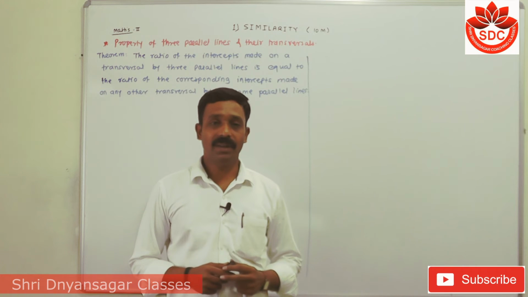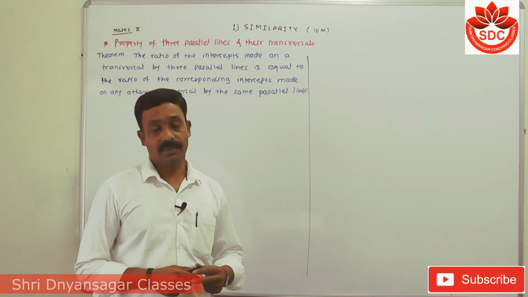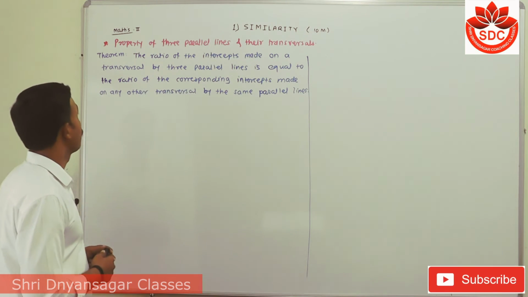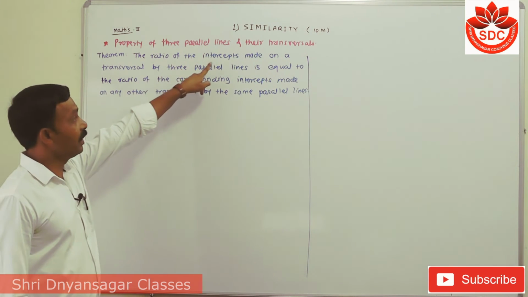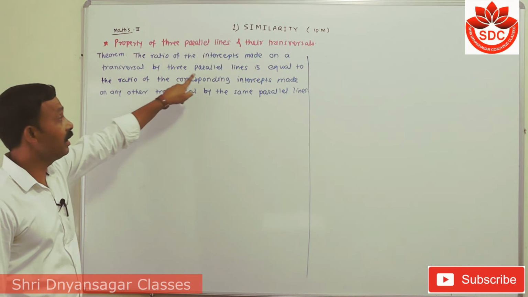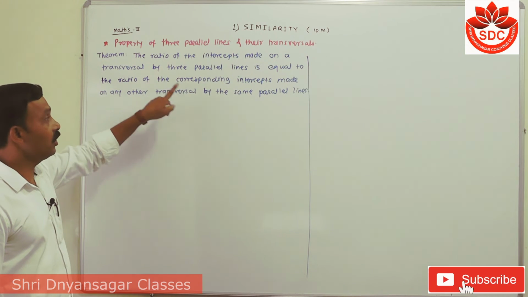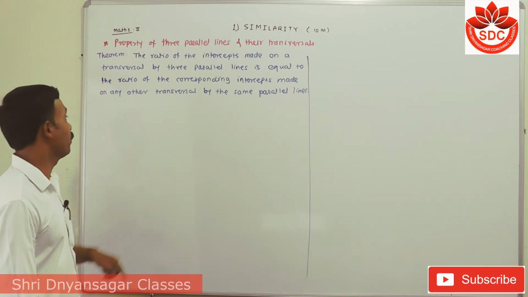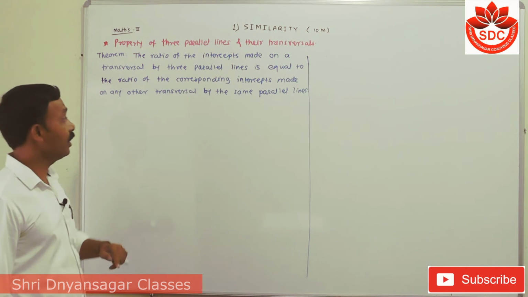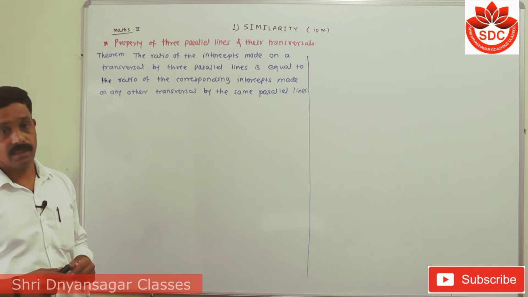Let's take the next property, the property of three parallel lines and their transversals. The theorem of this property is: the ratio of the intercepts made on the transversal by the three parallel lines is equal to the ratio of the corresponding intercepts made on any other transversal by the same parallel lines.